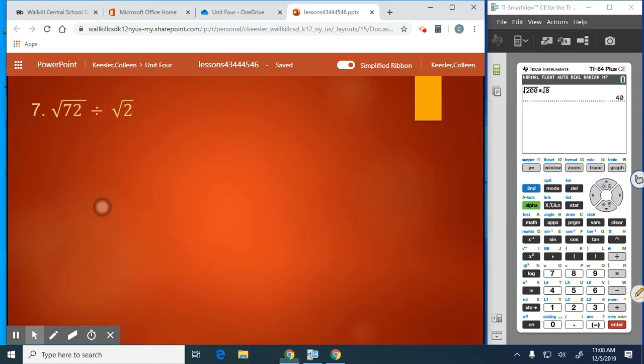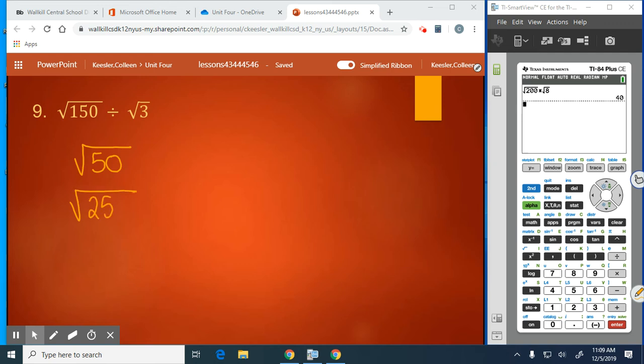On to number 9. Again, dividing, so we divide the like parts. 150 divided by 3 is 50. So we have square root 50. 50 is not a perfect square, but we know that it's 25 times 2. Taking the square root of 25, we get 5, and we're left with radical 2. Since we're left with a radical, our answer is irrational.